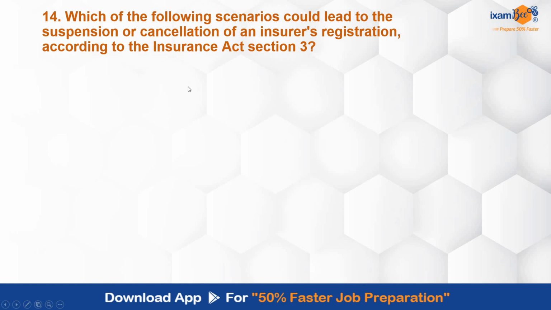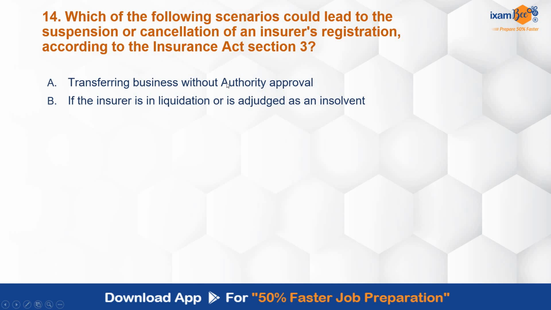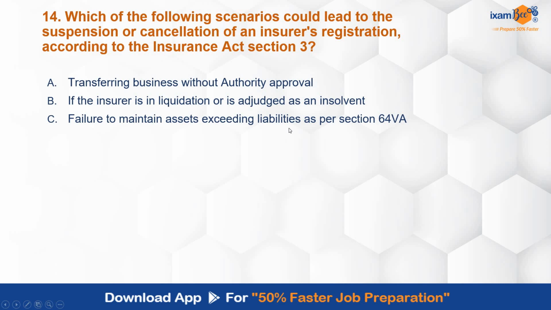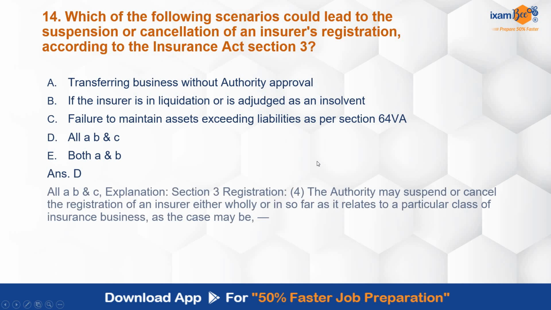Which of the following scenarios could lead to the suspension or cancellation of an insurer's registration according to Insurance Act Section 3? Transferring business without approval authority, if the insurer is in liquidation or is adjudged as an insolvent, failure to maintain assets exceeding liabilities as per section 64VA, all ABC, both A and B. So which of the following scenarios could lead to the suspension or cancellation? Answer is D. All A, B and C, all the scenarios are covered under the section 3 registration.